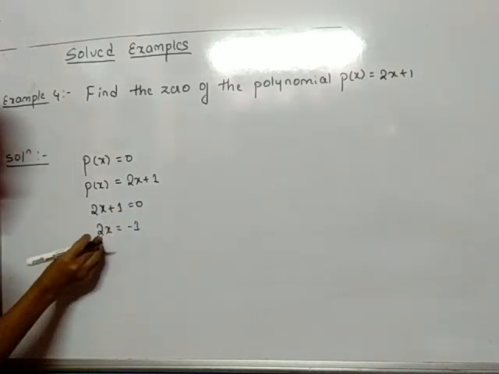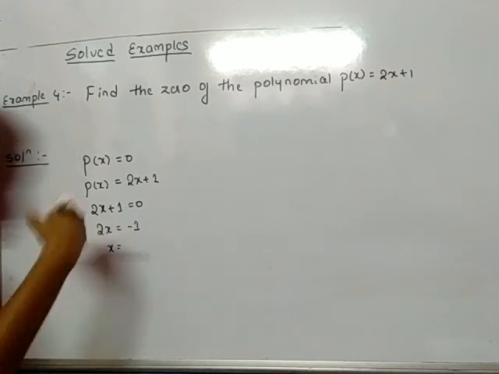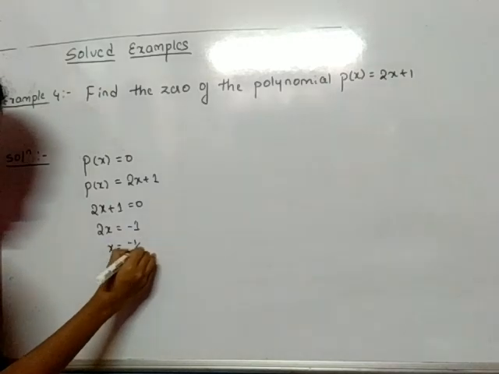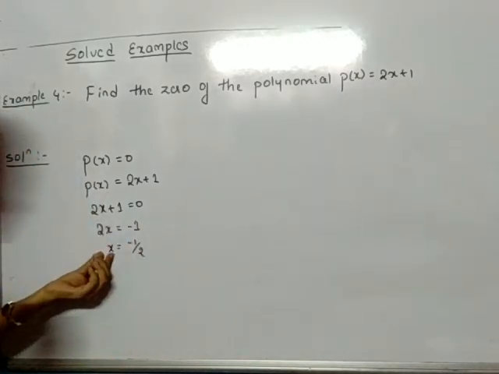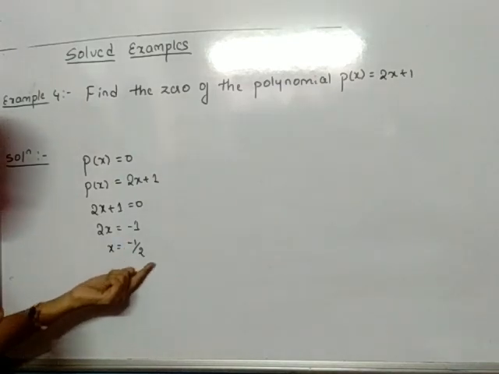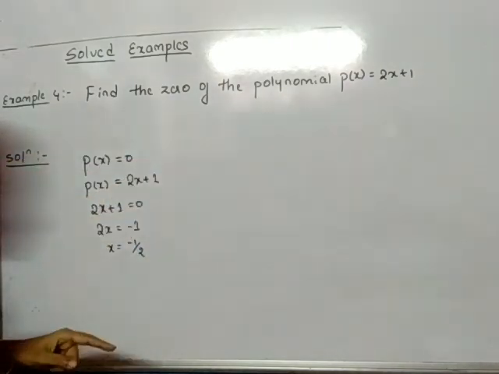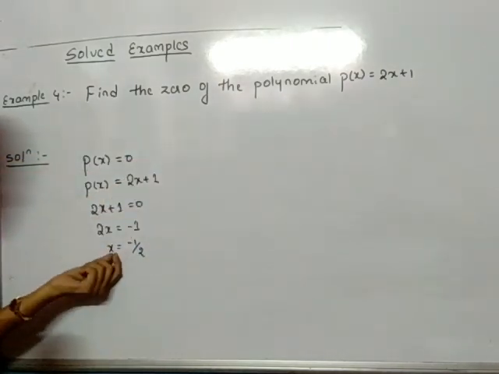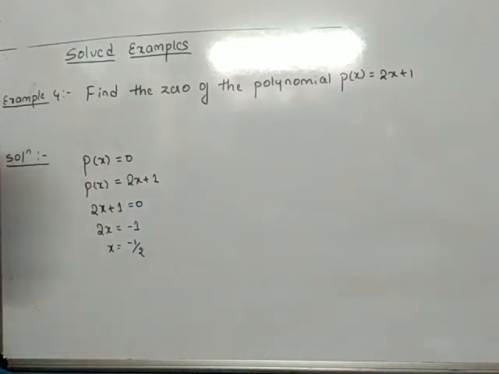The relation between the constant and the variable is multiplication. After bringing it to the right hand side, it will be division. Isn't it? Here we got the value of x, that is -1 by 2. Right? So this is the zero of this given polynomial. You can try it. Substitute this value in the given polynomial, you will get 0 only. Right? You will get 0 only. This is how we need to find the zero of the given polynomial.